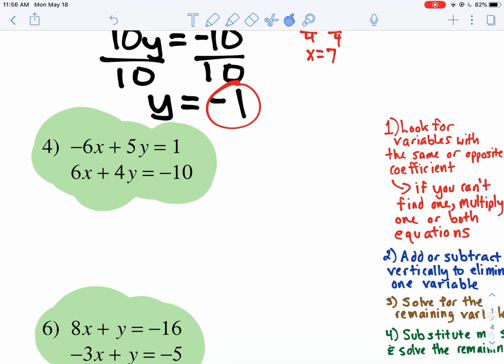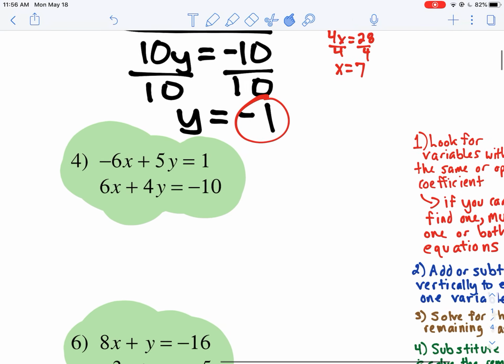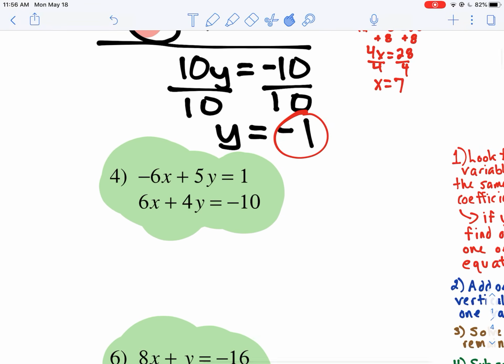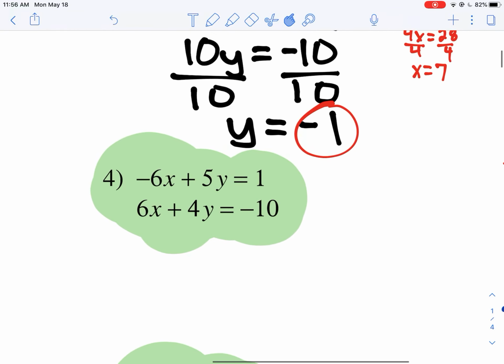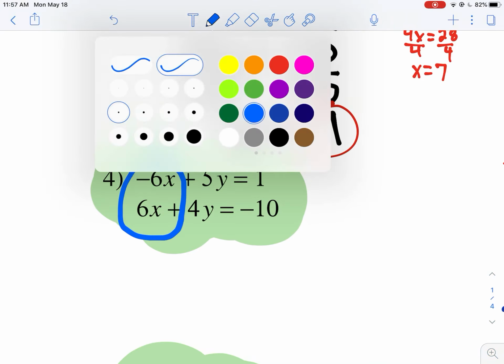All right, so let's take a look here. We're looking for variables with the same or opposite coefficient. Now, we got lucky this time. Again, the x's have the same or opposite coefficients. This works out. We have negative 6x and positive 6x. If I add those, they're going to cancel out. That's awesome. So it happened with the first one. It's not always going to be that way. It just happened to be that x worked out in these cases. So let's rock these through now.